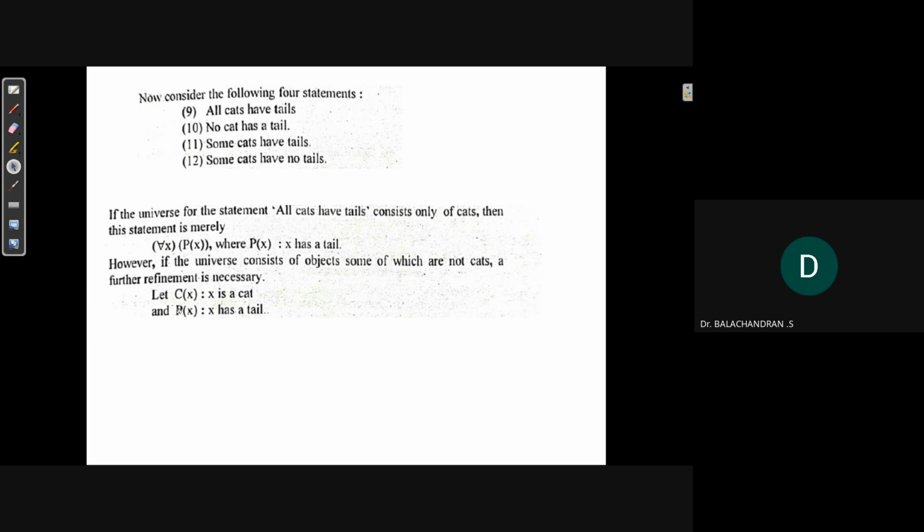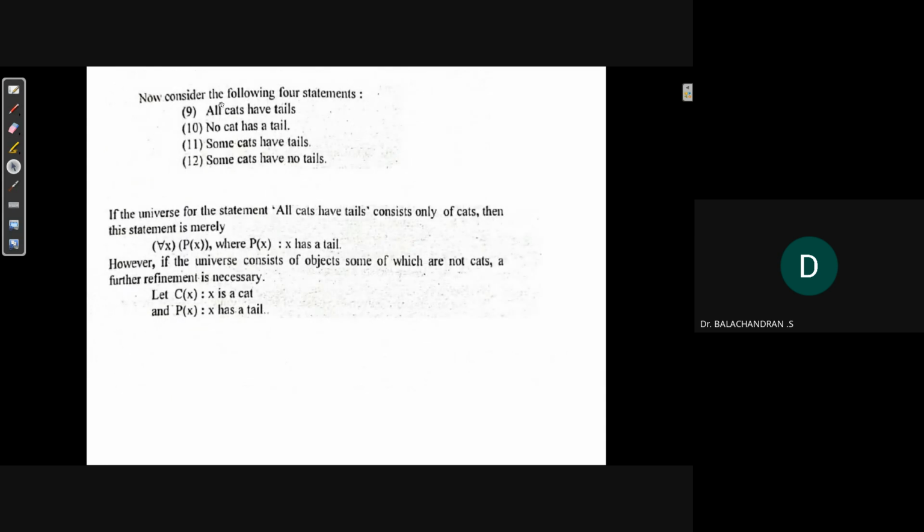So what is the further refinement? First you should write C of x such that x is a cat, P of x such that x has a tail. So additionally you have C of x, x is a cat. Now for the first one, all cats have tails, you can write for every x, C of x implies what? P of x.